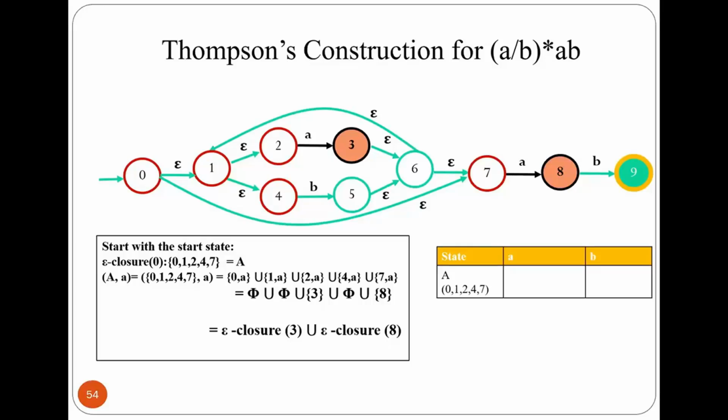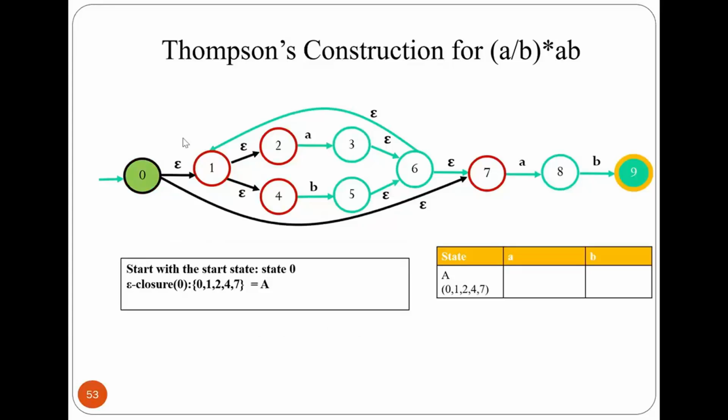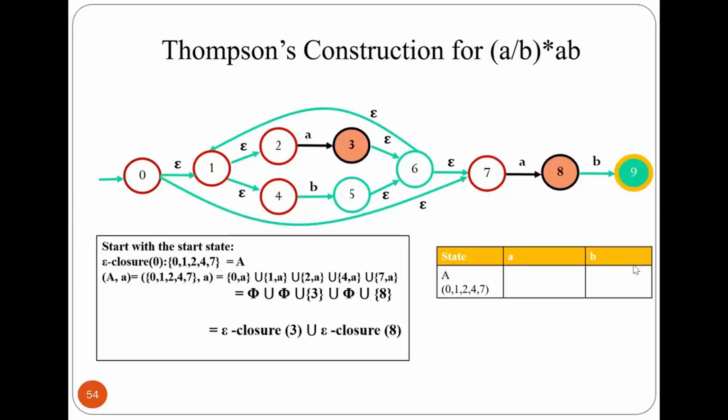I will take capital A comma b later. Right now I am taking capital A comma a. Capital A set is already clear, 01247, comma a. Now just check if I traverse from 0 on a. No move, because from 0 I am going to state number 1 and state number 7, right? So there is no move corresponding to 0 on a. I move to 1 comma a. Not getting anything because 1 is moving on epsilon to 2 and 4. 2 comma a. Yes, 2 comma a I get 3.